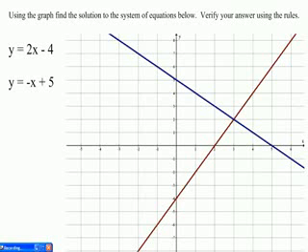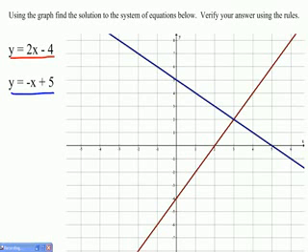Okay, when you've got a system of equations and you are looking at a graph, it's pretty easy to see the solution. We're looking for the solutions to the blue line. All right, so that would match up with the blue line. Everything on the blue line is a solution to y equals negative x plus 5. Everything on the red line is a solution to y equals 2x minus 4.